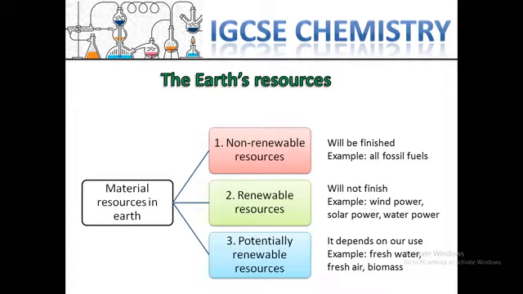It depends on our behavior. It depends on humans' use. If humans use it faster and more, it will be finished. But these resources have the potential to be renewable if humans use them slowly and reasonably. Like fresh water, if we use too much or waste fresh water, it will be finished, and fresh air and biomass also.